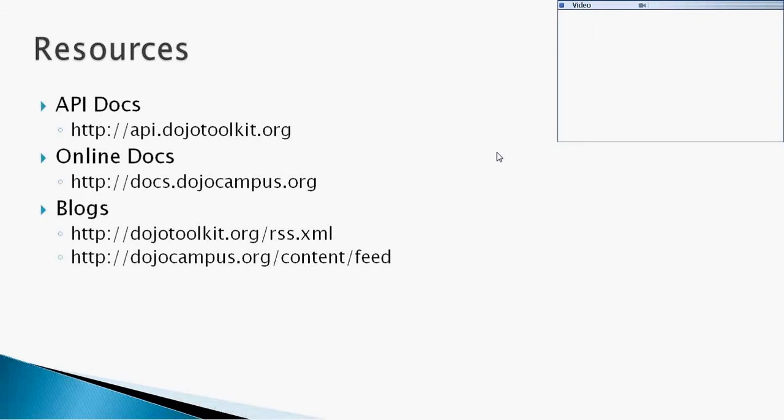Now resources: api.dojotoolkit.org, online docs are available, there are some blogs also, and a lot of books are also available.